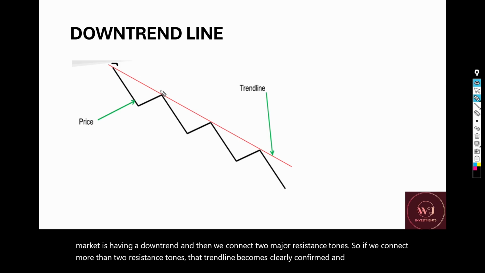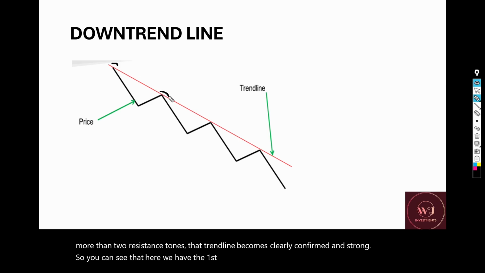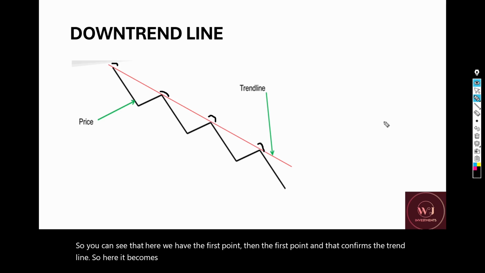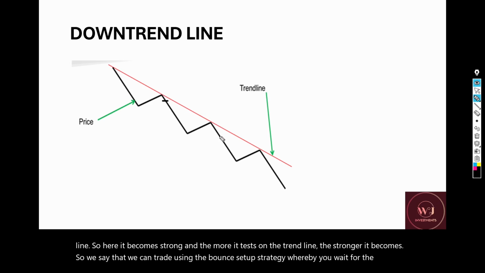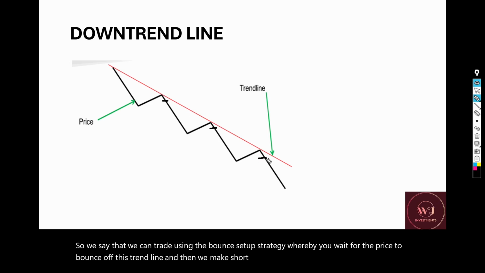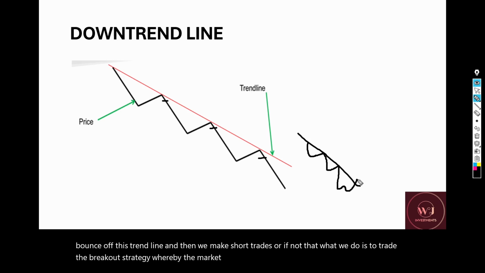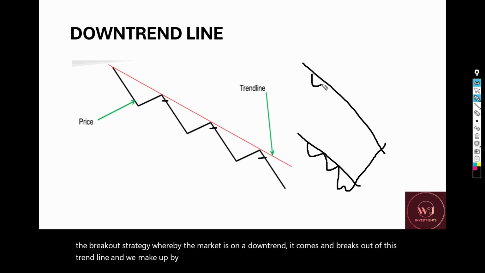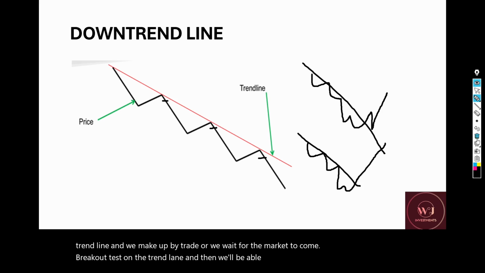You can see that here we have the first point, then the point that confirms the trend line. Here it becomes strong, and the more it tests the trend line, the stronger it becomes. We can trade using the bounce setup strategy, whereby we wait for the price to bounce off this trend line, and then we make short trades. Or we trade the breakout strategy, whereby the market is on a downtrend, it comes and breaks out of this trend line, and we make a buy trade. Or we wait for the market to break out, test the trend line, and then we make our buy entry.